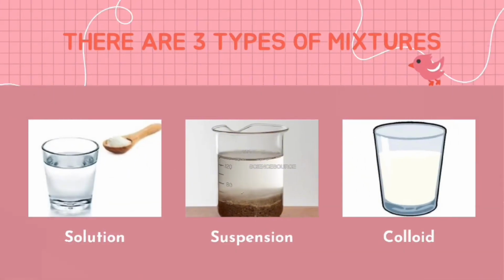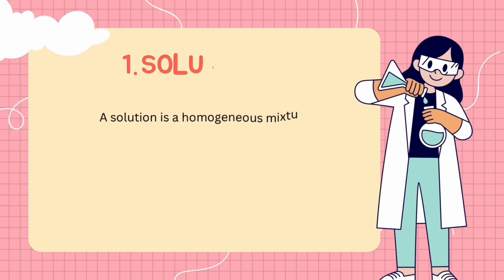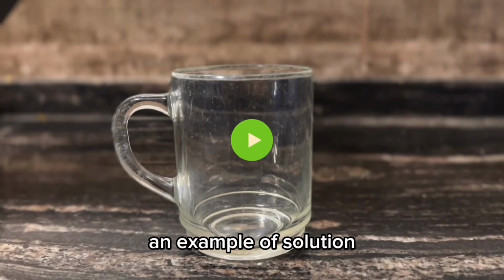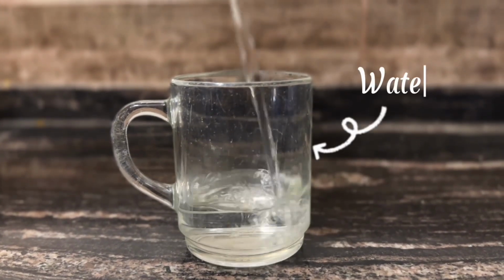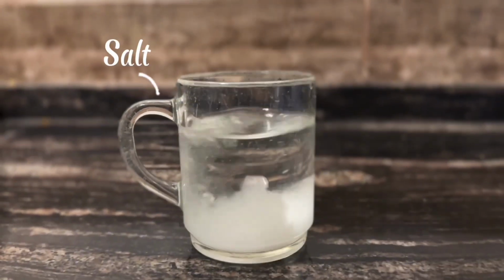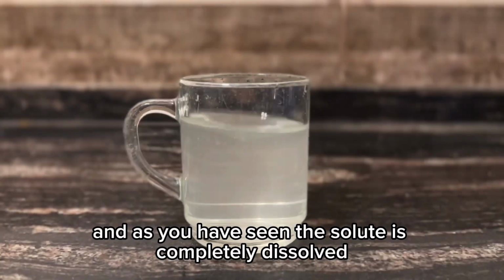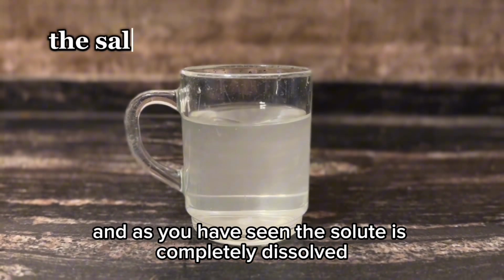There are three types of mixtures, which are solution, suspension, and colloid. Solution is a homogeneous mixture of two or more substances in a single phase. In a solution, atoms, molecules, or ions are thoroughly mixed, resulting in a mixture that has the same composition and property throughout. And this is an example of solution. First we add water, and then salt. And as you have seen, the solute is completely dissolved.